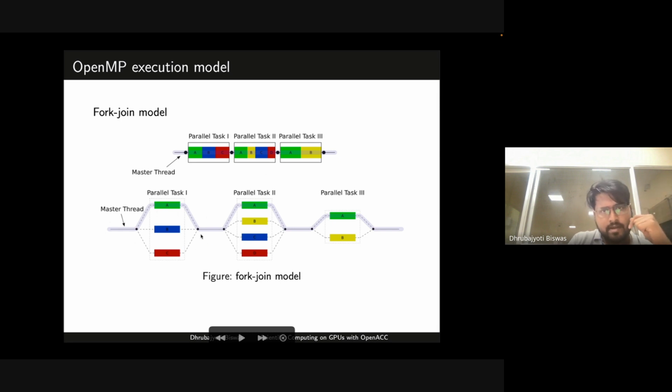When that is done, it joins at this point. After it finishes parallel task 1, it joins here. That is why the fork join model comes. This is called the fork part. This is where it joins.